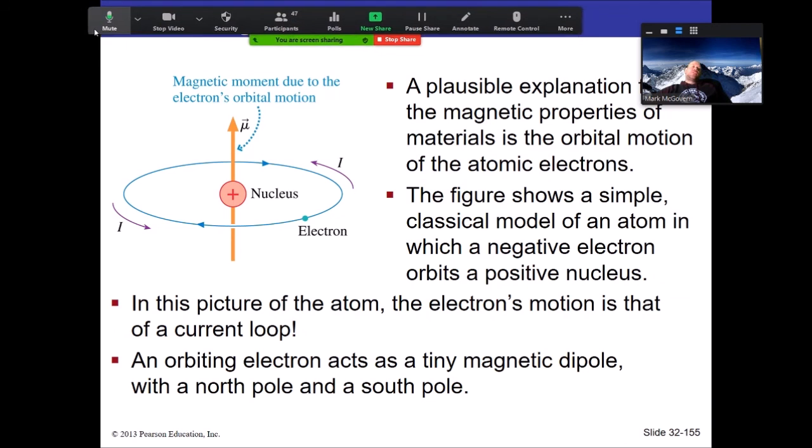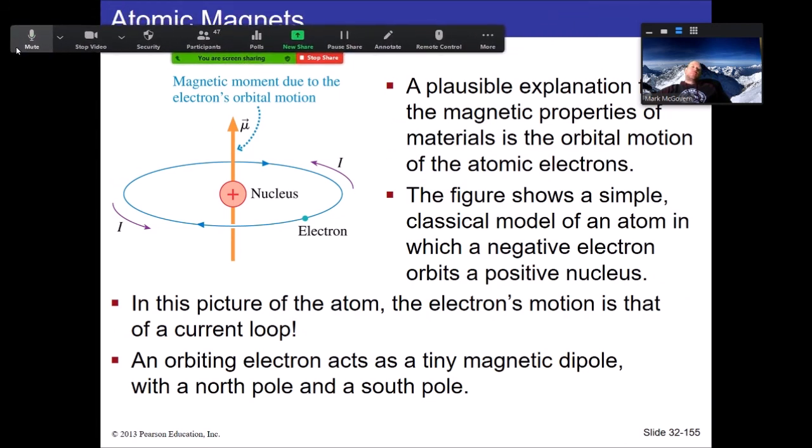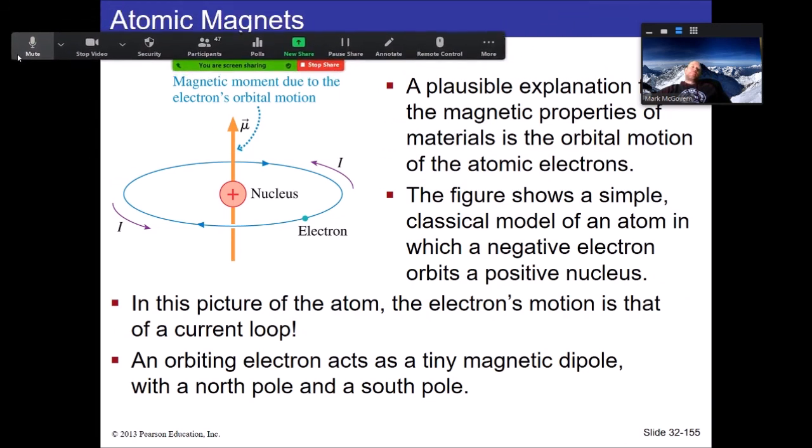So, you may ask yourself this question: why are current loops and bar magnets similar in terms of their magnetic fields? Well, let's think about what it means to be a bar magnet. A bar magnet has a built-in field. You take 2 bar magnets, put them near each other, you got an interaction.